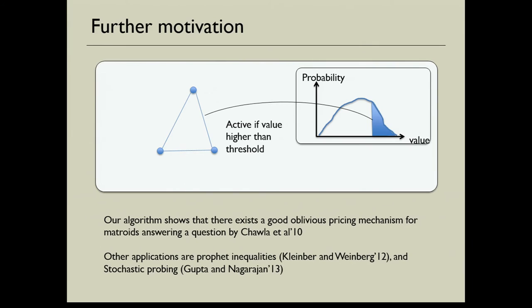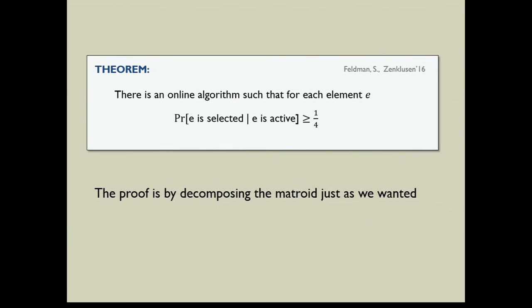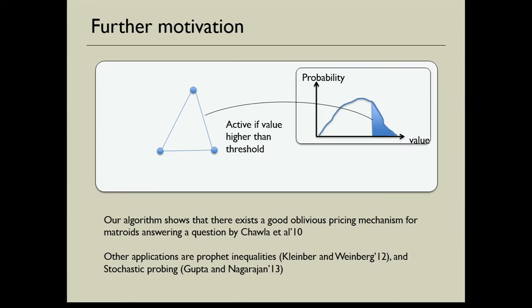One thing here is that you have to change the matrix structure to get this to hold. You have to do this decomposition. That's a little bit unfortunate, but I think that's necessary. So you cannot just do posted pricing with the original matrix. That's a little bit technical. And there are also some other stochastic probing applications. But most of all, I think it's a nice question. So let's see if we can do this.